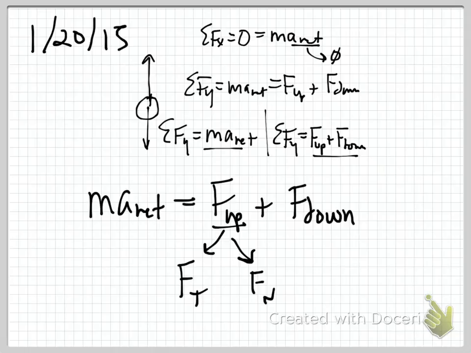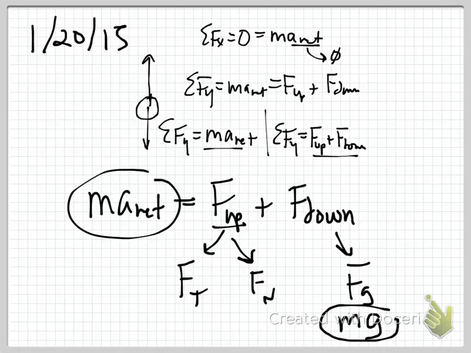The force down is typically one thing, Fg. And the force of gravity is equal to mass times gravity. Don't confuse this with this. They're different. This net acceleration is not gravity. It doesn't bear a relationship to it. Okay.